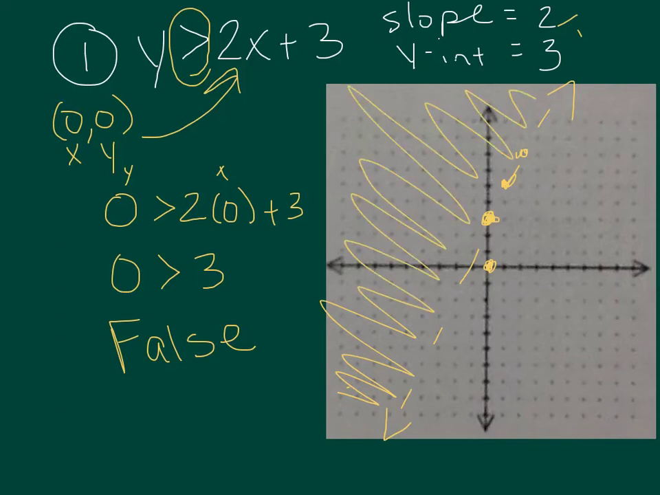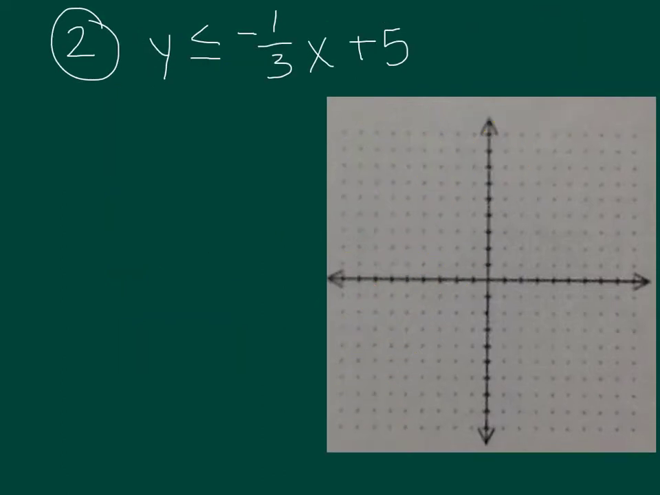Okay, let's try another one. Number 2, y is less than or equal to negative 1 over 3x plus 5. Okay, so again, we can graph this. This is all review, so you should be able to graph these pretty well. My slope is negative 1 over 3. My y-intercept is 5. So that means I start up 5. And then I use my slope, and it's negative 1 over 3, so I go down 1 over 3. Remember, we still always go to the right.